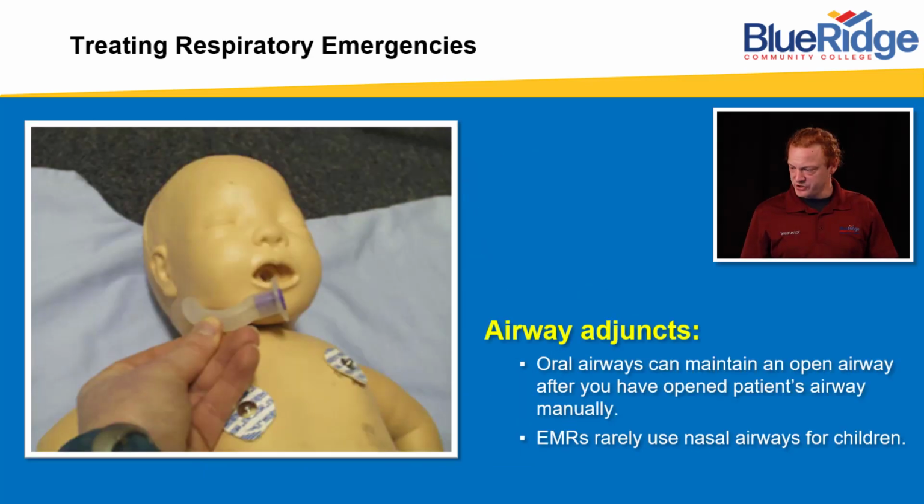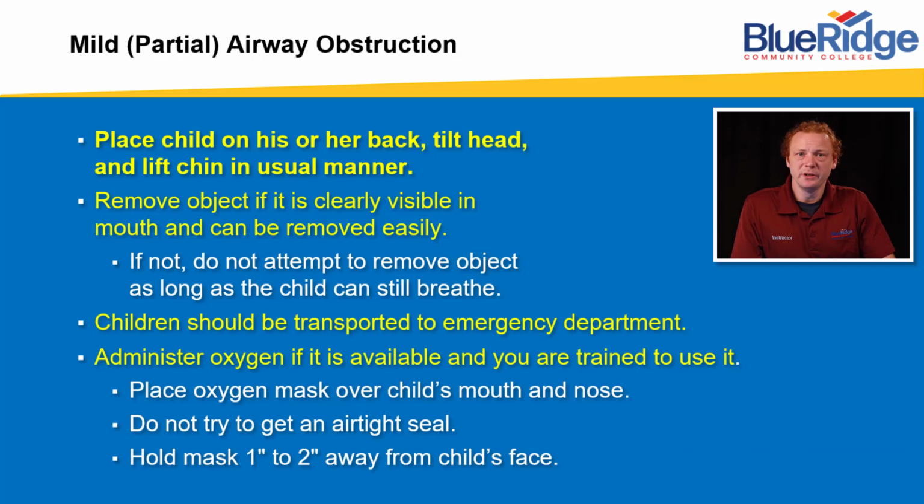So, airway adjuncts for infants and children. Oral airways can maintain an open airway after you have opened the patient's airway by manual means. EMRs rarely use nasal airways for children, so your OPAs are going to be your primary go-to. You can usually relieve a mild airway obstruction by placing the child on his or her back and tilting the head and lifting the chin in the usual manner.